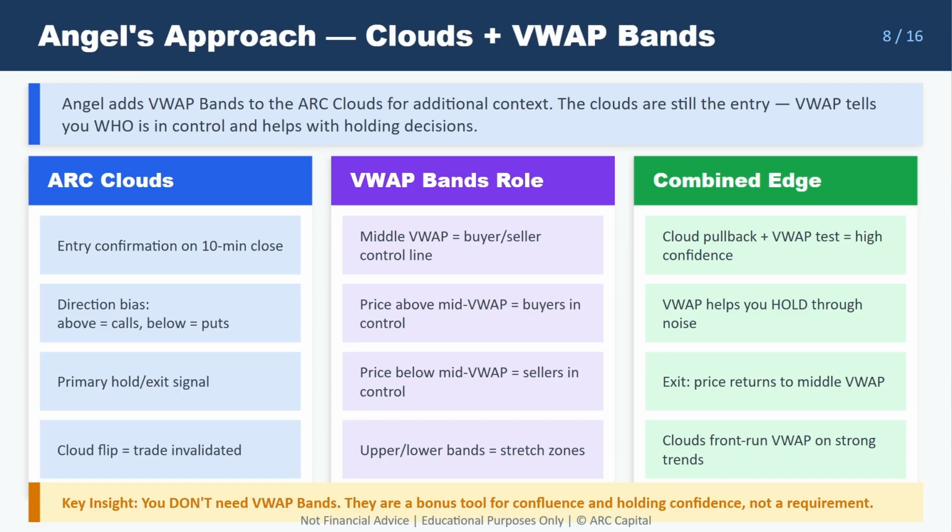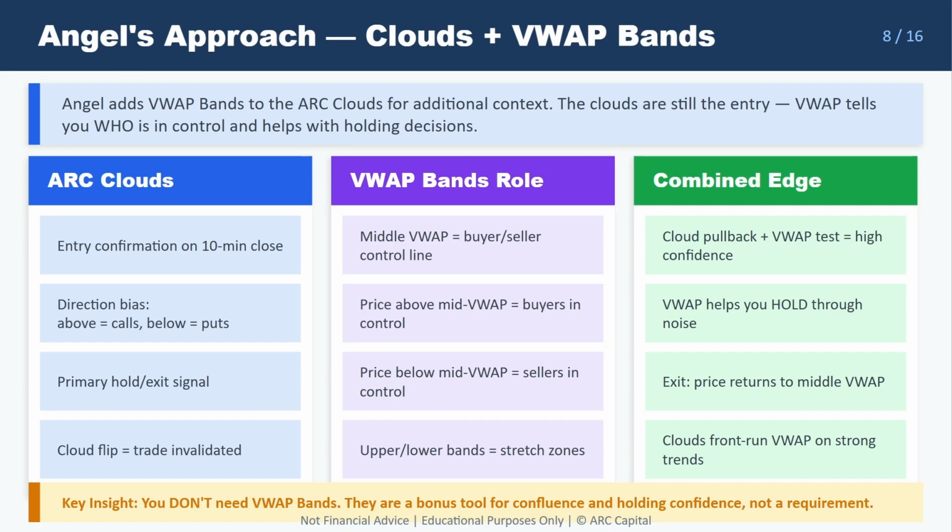Right? So combining the edge, cloud pullback plus VWAP test equals high confidence. VWAP helps you hold through the noise. Exit: you exit when the price returns to middle VWAP. Let's say you've been trending upwards all day, and your clouds, even your higher time frames, start to catch up to where price is. That's going to give you stronger conviction to hold your trade if the clouds are catching up.